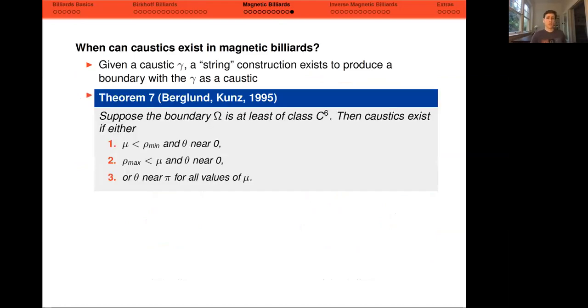A theorem from Berglund and Kunz in 1995 gives, through a version of the KAM theorems, that if your boundary is at least C6, then we can find caustics in several settings. If mu is smaller than the minimum radius of curvature and theta is near 0, so that the initial angle is very close to the boundary in the positive direction. Also when mu is larger than the maximum radius of curvature and theta is near 0. And for all values of mu, all radii of these magnetic arcs, if theta is sufficiently close to pi.